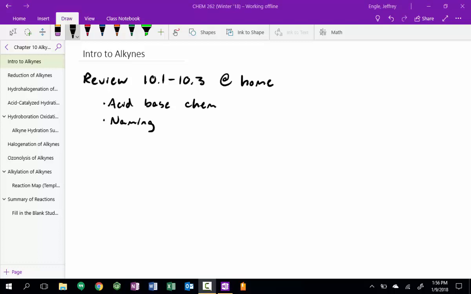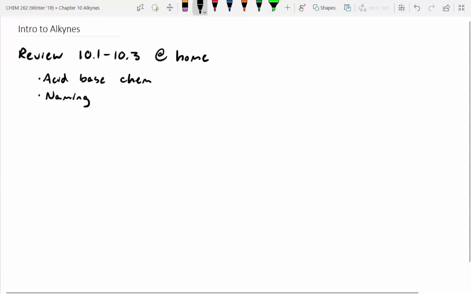What do you guys think the difference is going to be? The suffix, right? It goes from ene to yne. Really, that's the big takeaway from that whole section, so I'm not going to waste class time on it. All right, so now we need to talk a little bit about how to prepare alkynes, and so let's jump into that.